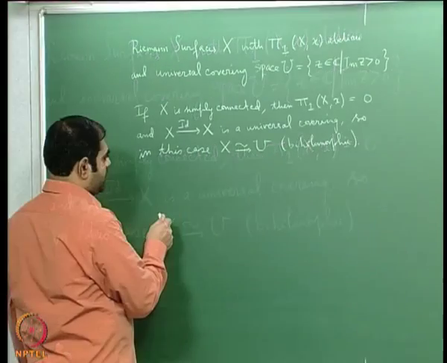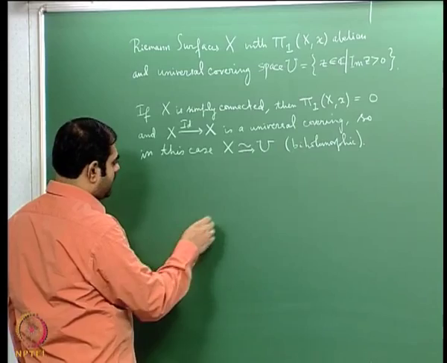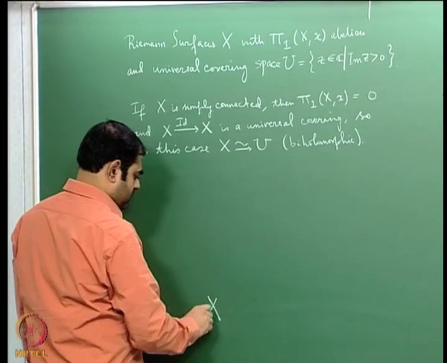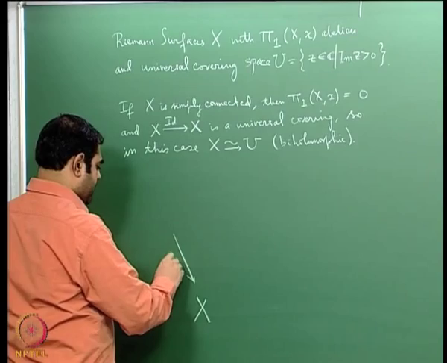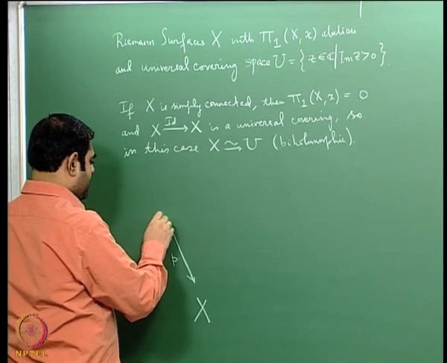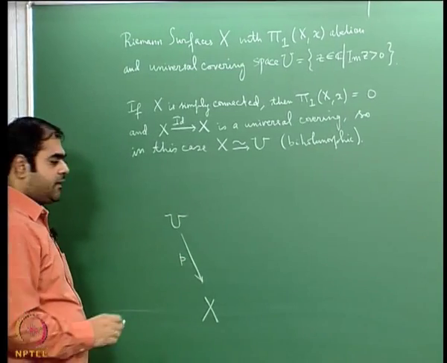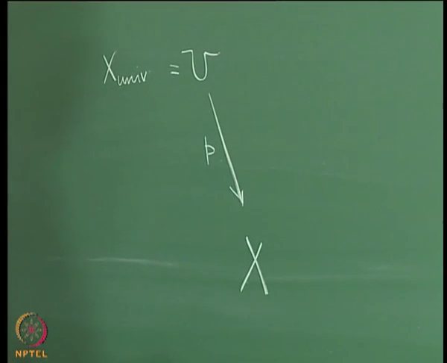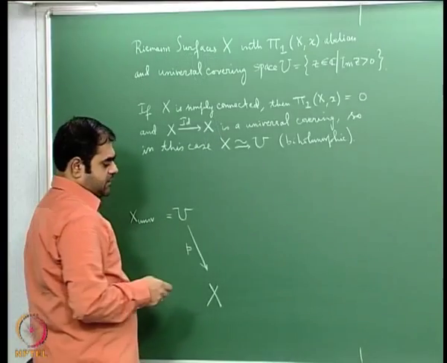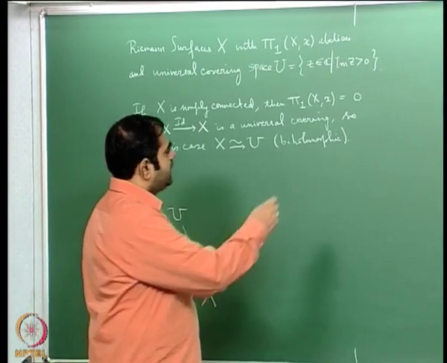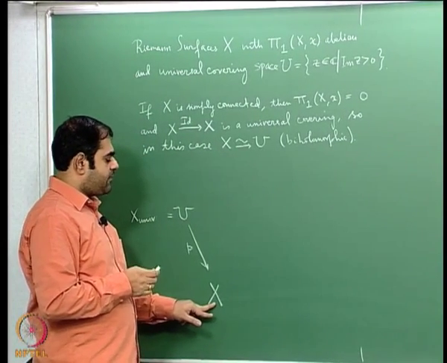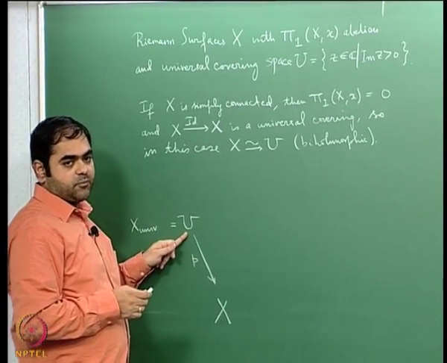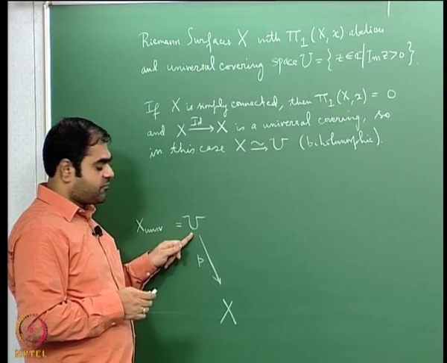So first of all, let me draw a diagram. So you have X here, and so I have the projection, the covering projection. This is X universal, which is U, okay. This is X universal, the universal covering space, and well, because of this, if you fix a base point small x in capital X, then the fundamental group below is identified with a subgroup of holomorphic automorphisms above, and that subgroup is precisely the subgroup of deck transformations of this cover.